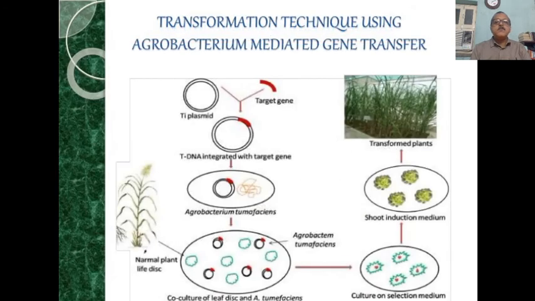The most important way of producing transgenic plants is using the Agrobacterium-mediated gene transfer technique. In this slide, we have shown how the Ti plasmid, which is present in Agrobacterium, can be helpful in transferring the desired gene into the host or the normal plant.